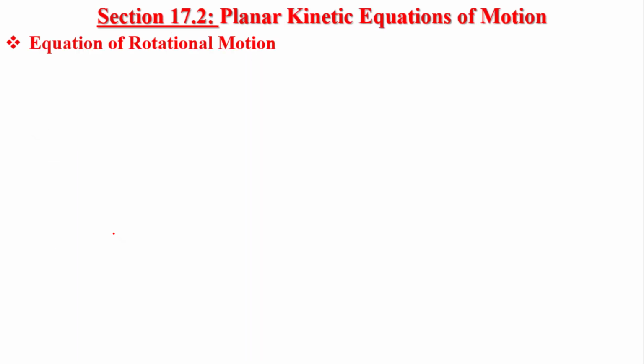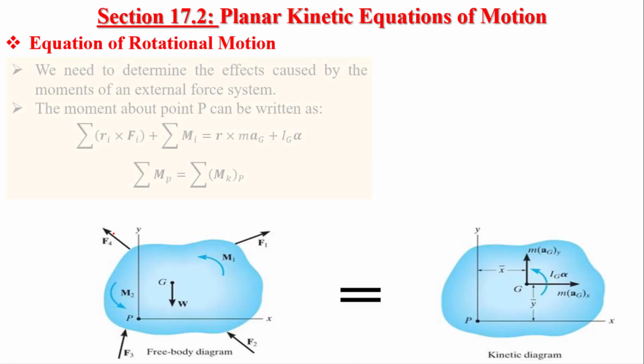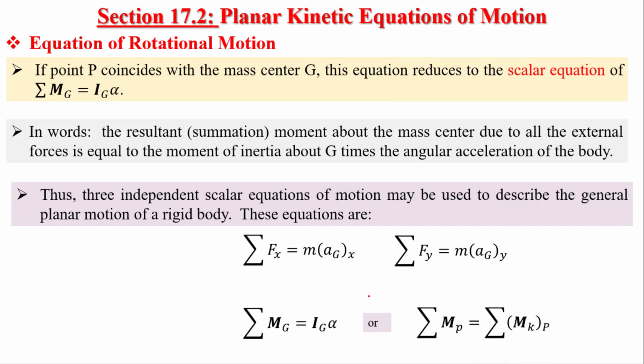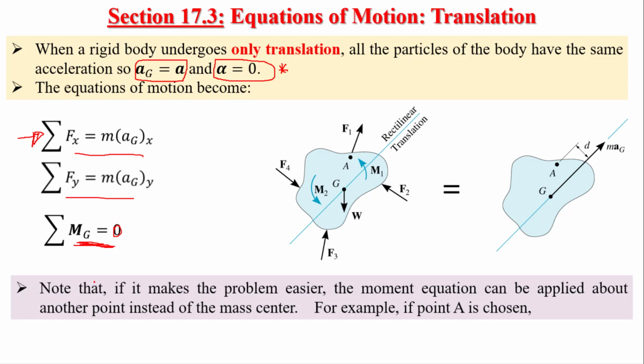So if I go back to the previous equation, this one, here is the general equation about the centroid. If we have translation, this term is equal to 0. Note that this is about the centroid. If it makes the problem easier, the moment equation can be applied about any other point instead of the mass center. For example, we can take it about A. Remember that first we draw the free body diagram, and then we draw the kinetic diagram.